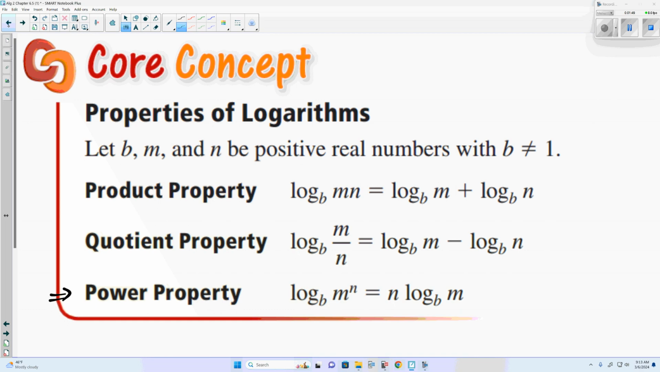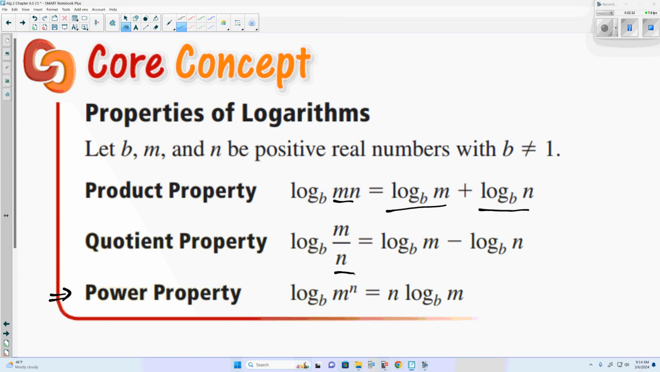Now, the other 2 properties are the product property and the quotient property. Our product property states if we have 2 or more things multiplied together inside the logarithm, we can rewrite it as an addition of logs. So log base b of m times n is the same as log base b of m plus log base b of n. Product inside becomes a sum of logs. Our quotient property: if we have a division of 2 or more things inside the log, it becomes a subtraction. Division inside becomes subtraction outside.